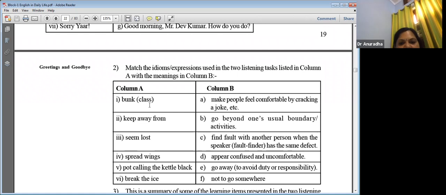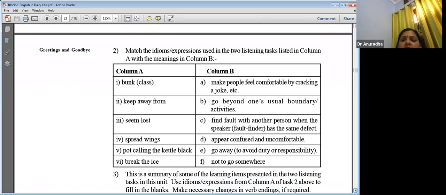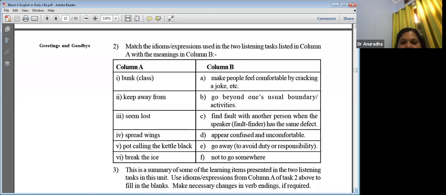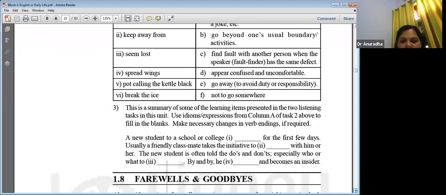Match the idiomatic expressions used in the two listening tasks listed in column A. We don't have the audio again, but still we can match. So this is your exercise.